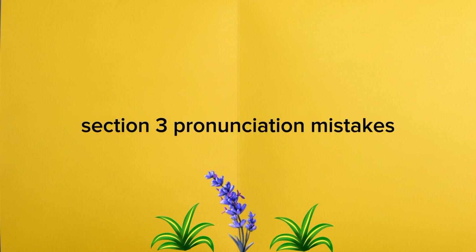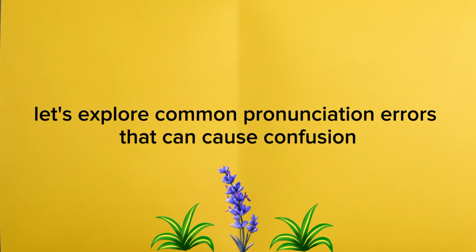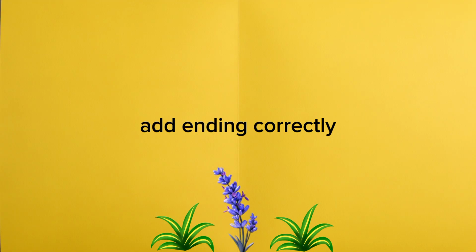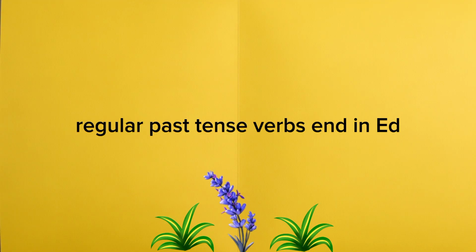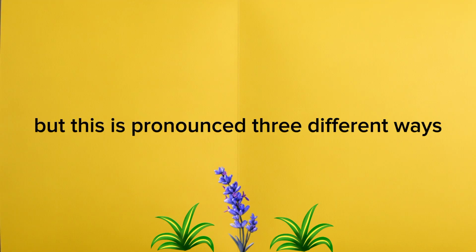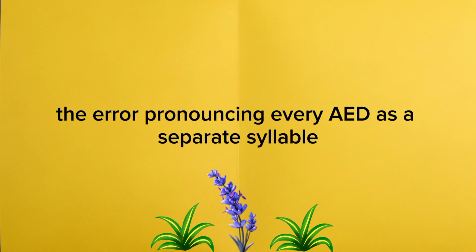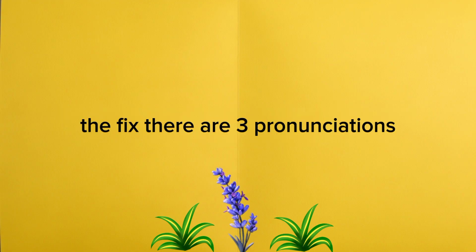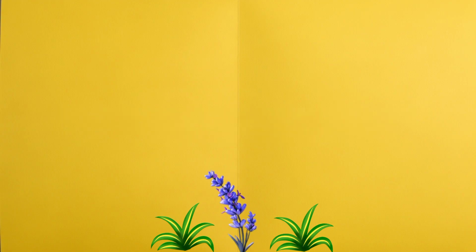Section 3. Pronunciation mistakes. Let's explore common pronunciation errors that can cause confusion. Mistake 11. Not pronouncing the ed ending correctly. Regular past tense verbs end in ed, but this is pronounced 3 different ways. The error: Pronouncing every ed as a separate syllable. The fix. There are 3 pronunciations.